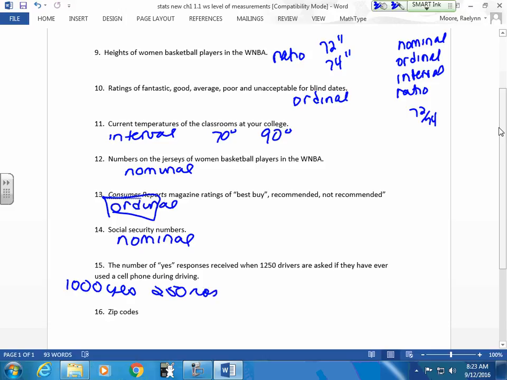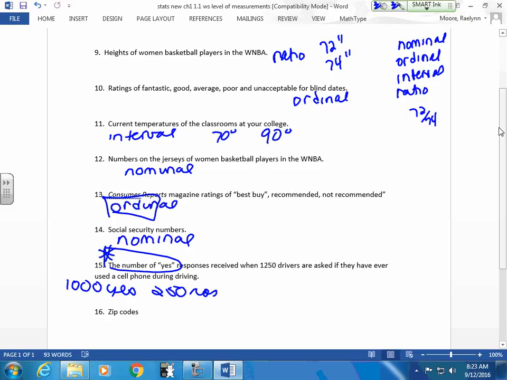Can I make a ratio out of this? Can I say five times as many, whatever it works out to be, about four times as many people said yes, than no? I can make a ratio, yes. Zip codes? Nominal. It's just the number that was assigned to that count. Whenever they say this, the number of yeses, you're counting something, a ratio. I could get 200, I could get 100, I could get 50. I can make a ratio out of this.